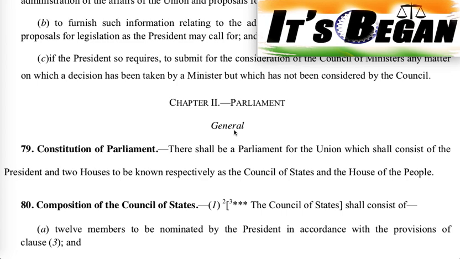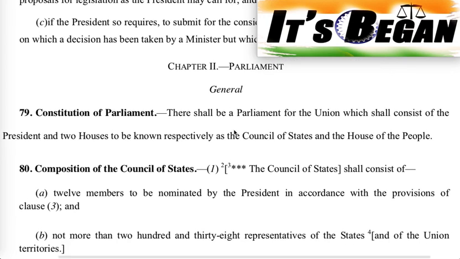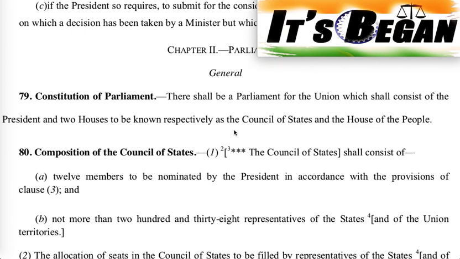Chapter 2, Parliament. General. Article 79, Constitution of Parliament. There shall be a Parliament for the Union, which shall consist of the President and two Houses to be known, respectively, as the Council of States and the House of the People.